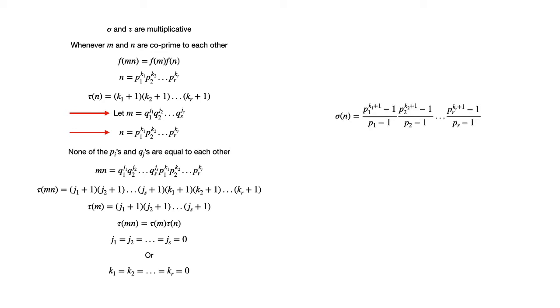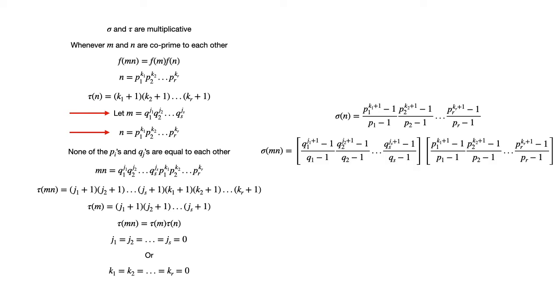Now for sigma, we use the same notation as before. Recall that sigma of n equals (p1 to the k1 plus 1, minus 1) upon (p1 minus 1) multiplied by (p2 to the k2 plus 1, minus 1) upon (p2 minus 1) all the way up to (pr to the kr plus 1, minus 1) upon (pr minus 1).